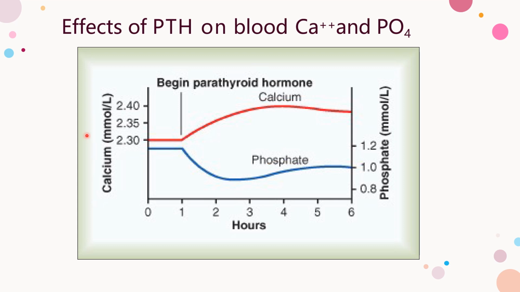So the effects of parathyroid hormone on blood calcium and phosphate. You can see the levels of calcium and phosphate and the parathyroid hormone secretion after 1 hour. After 1 hour, when the parathyroid hormone secretion starts, the calcium level is increasing and the phosphate level is decreasing. So this is the effect of PTH on calcium and phosphate.